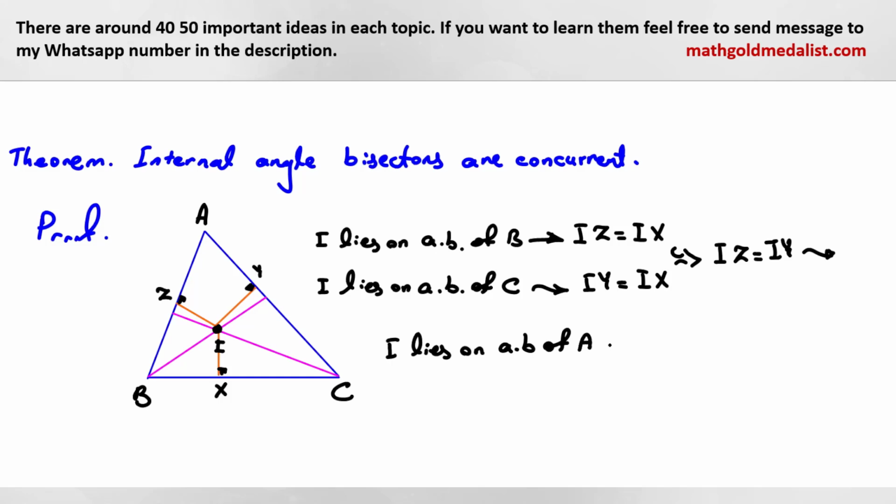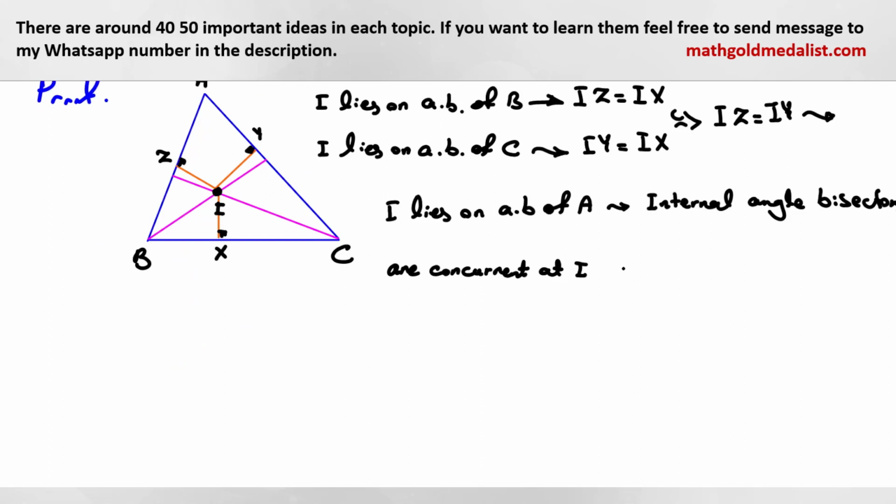Yes, so we proved that internal angle bisectors are concurrent at I. We call I the incenter. And if we consider IX equals IY equals IZ is R, we call it the inradius.